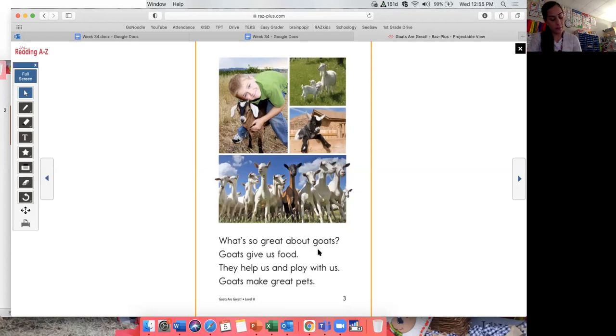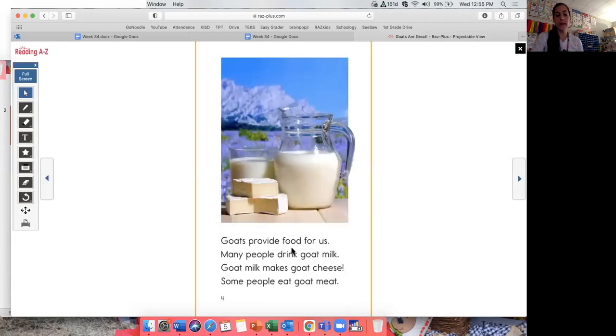So important and interesting. They give us food. And interesting is they play with us. We'll put that. Let's go to the next page. Goats provide food for us. And that kind of goes with what we said on the previous page. They give us food. So that's kind of the same, isn't it?